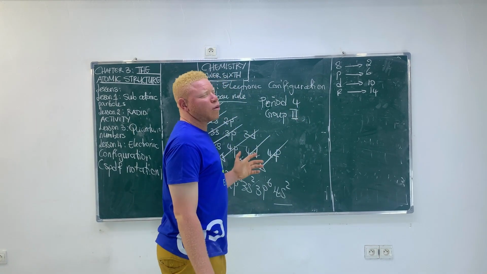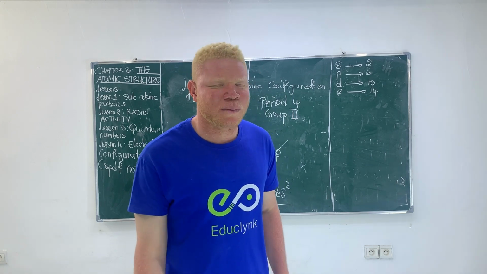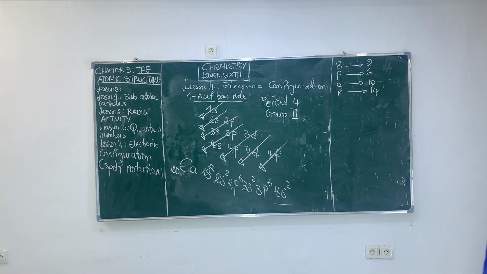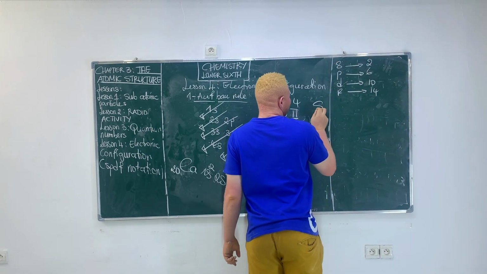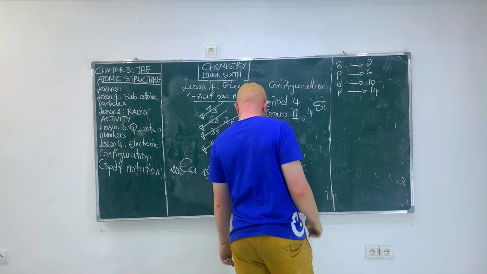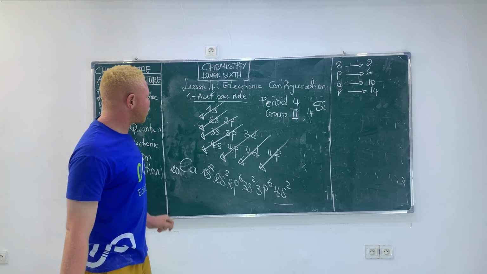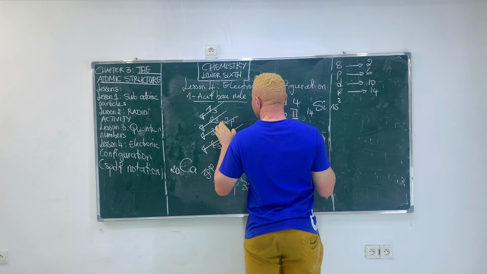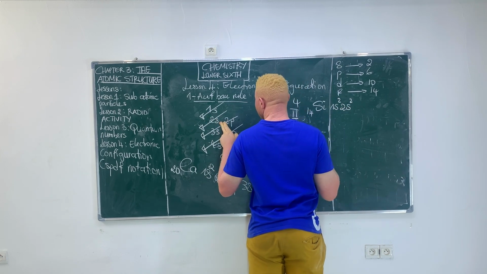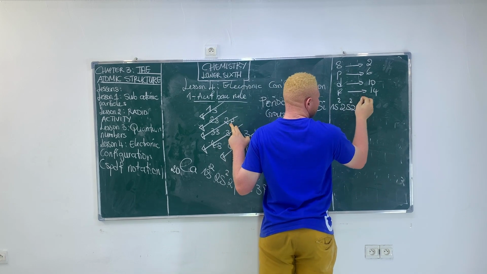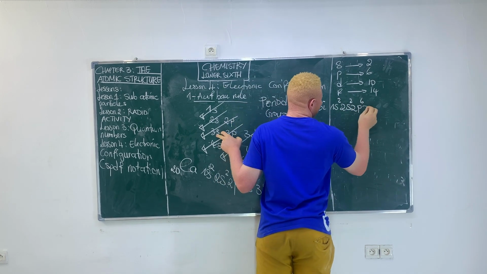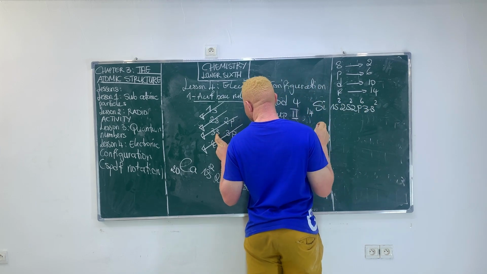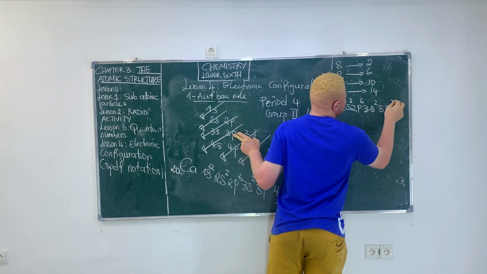The group is written in Roman numerals, while the period is written in Arabic numerals. So let's take another element, the case of silicon. Silicon is 14. Let's give the quantum cases: 1s2, 2s2, 2p6, 3s2, 3p2.